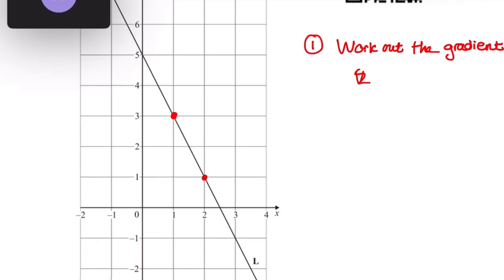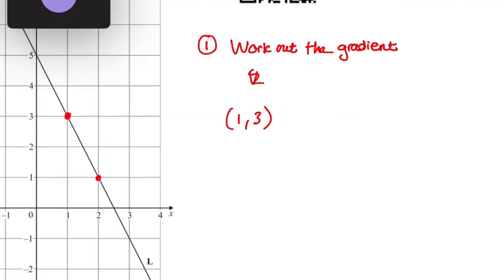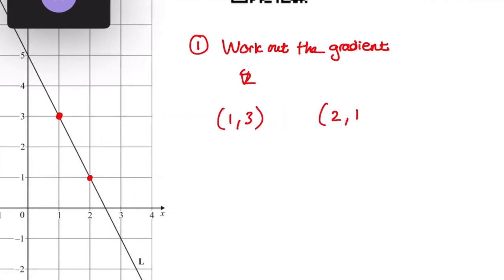Okay, so what are those 2 points? Those points are 1, 3, and 2, 1. Those are the 2 coordinates that I've picked out. And I'm going to work out the gradient now. So I'm going to label this as 1, and I'm going to label this as 2. This is the x coordinate, this is the y coordinate, this is the x coordinate, this is the y coordinate.